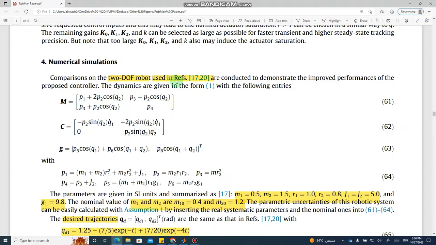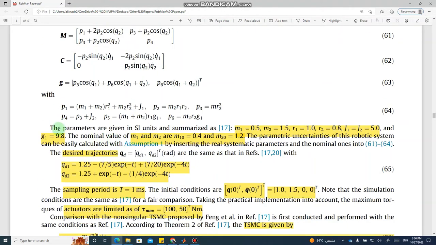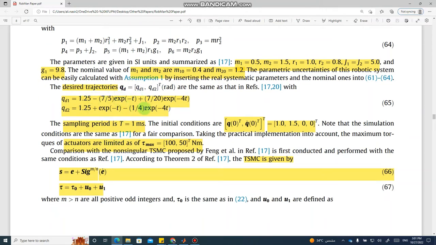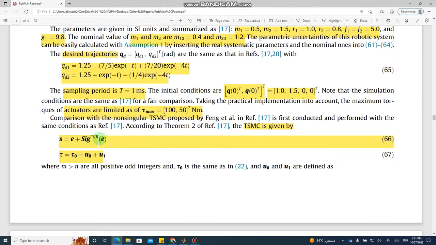Here is this 2 degree of freedom robotic manipulator model, where M is given by these equations, C and G are given, where P1, P2, P3, P4, P5, everything is given. These are the parameter values, they are also given. This is the desirable trajectory and the initial conditions. So everything is given. They have compared their proposed controller with this controller, which has been proposed earlier in one of the reference papers.